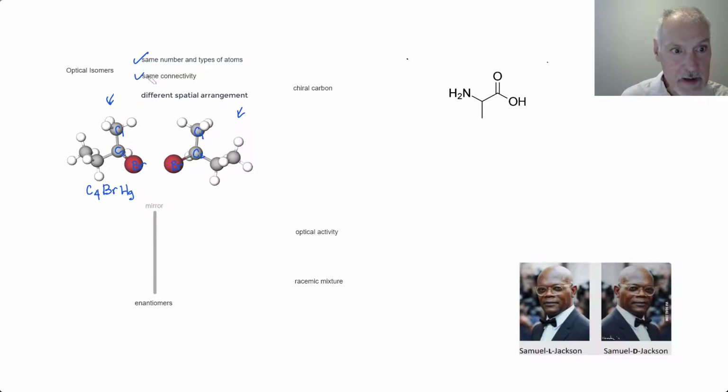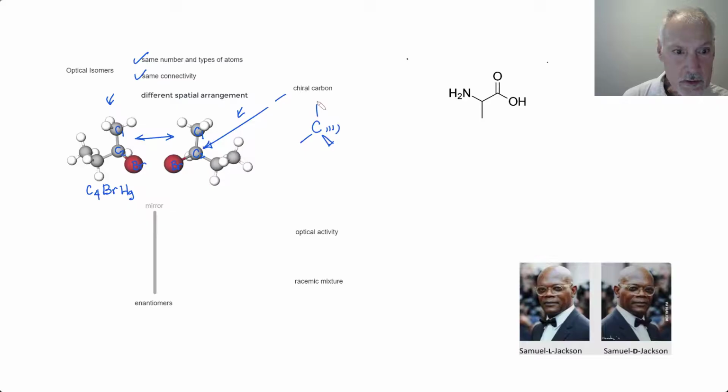So they share the same connectivity, but they have what we call a different spatial arrangement. You can't convert one into the other without breaking a bond. This occurs because of the presence of what we call a chiral carbon. A chiral carbon can be identified because it has 4 different groups attached to it.